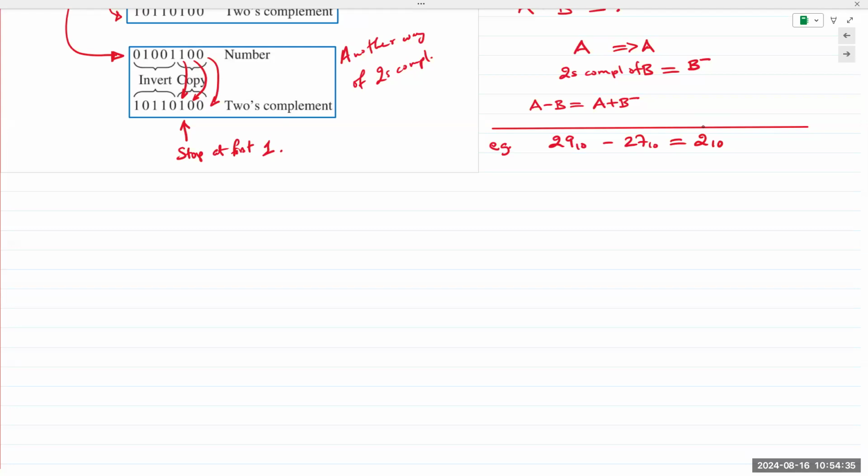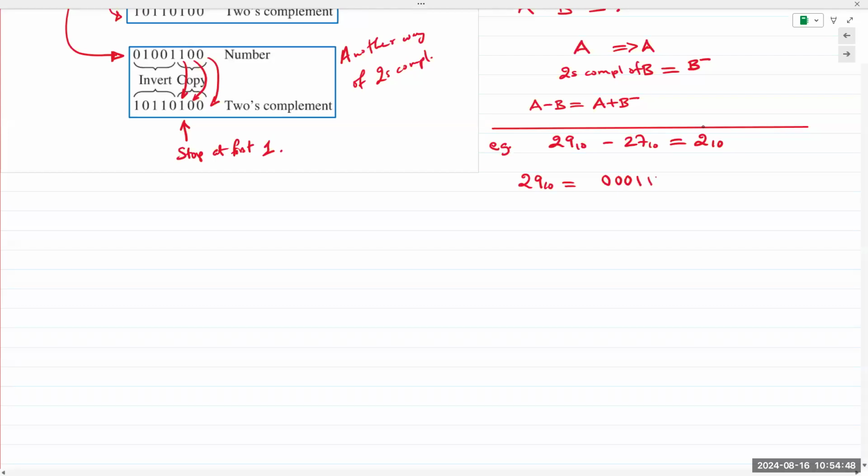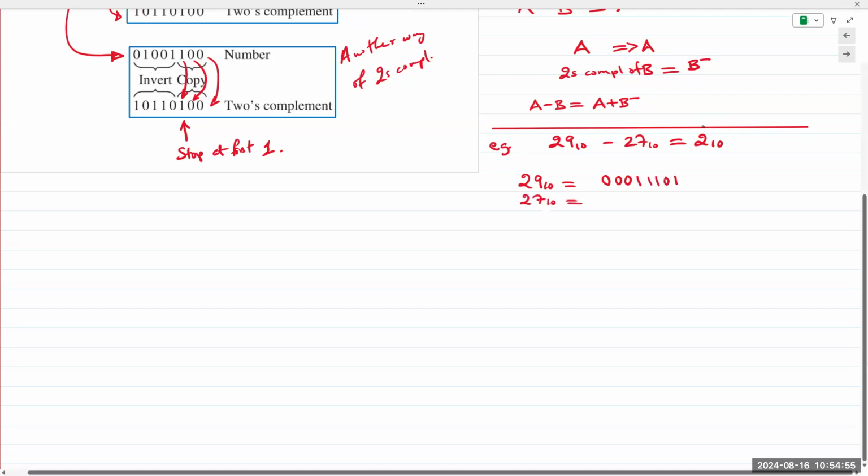In binary number systems, let's translate this. The decimal number 29 is equal to binary 0001 1101. 27 is given by 0001 1011. It requires 8 digits.